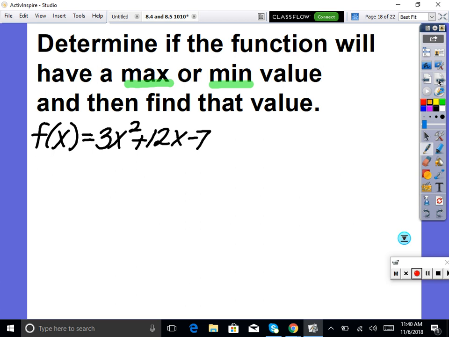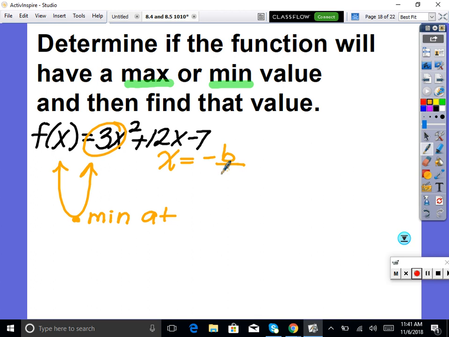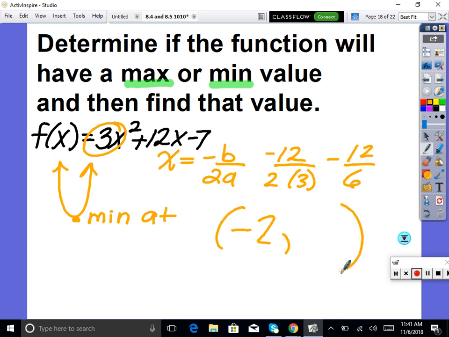Tell me, will this have a max or min? A min, isn't it a smiley face? So it's going to have a min, so that's what you'd write on the test. It has a minimum at, well, you have to find the vertex. So you'd say x is equal to negative b over 2a, so negative 12 over 2 times a. So that's negative 12 over 6, which is negative 2, right? Negative 2, comma, well, you have to plug in negative 2.